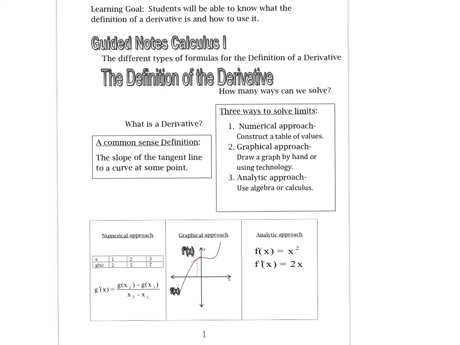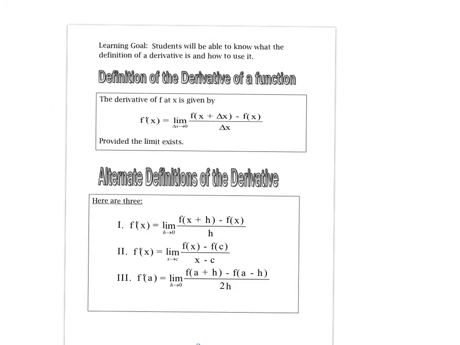All right, the different types of formulas for the definition of derivative. So I've already gone over what the derivative is, right? Again, it's just the slope of a tangent line to a curve or to a function at some point. We got three ways to solve it: numerical, graphical, analytical. We're going to do analytical mainly. So let's go on this next page here.